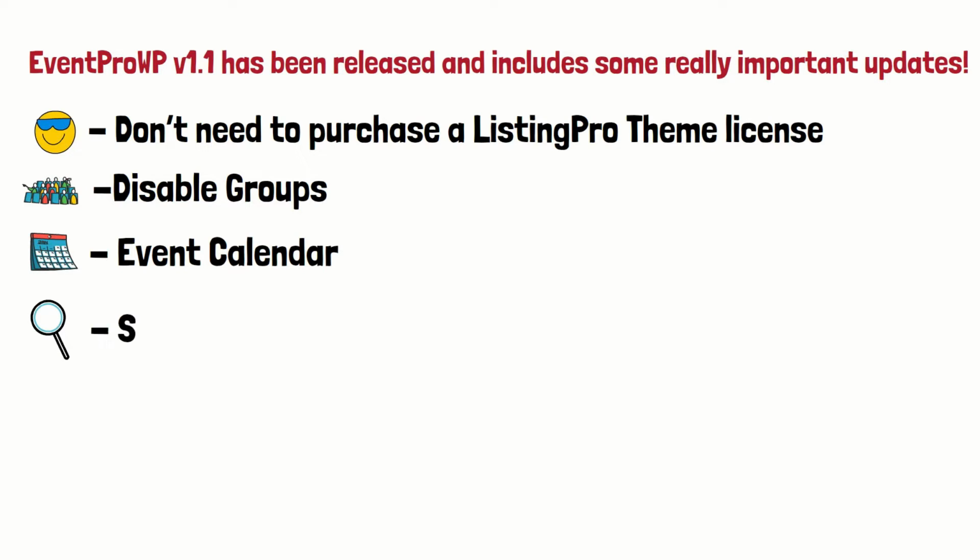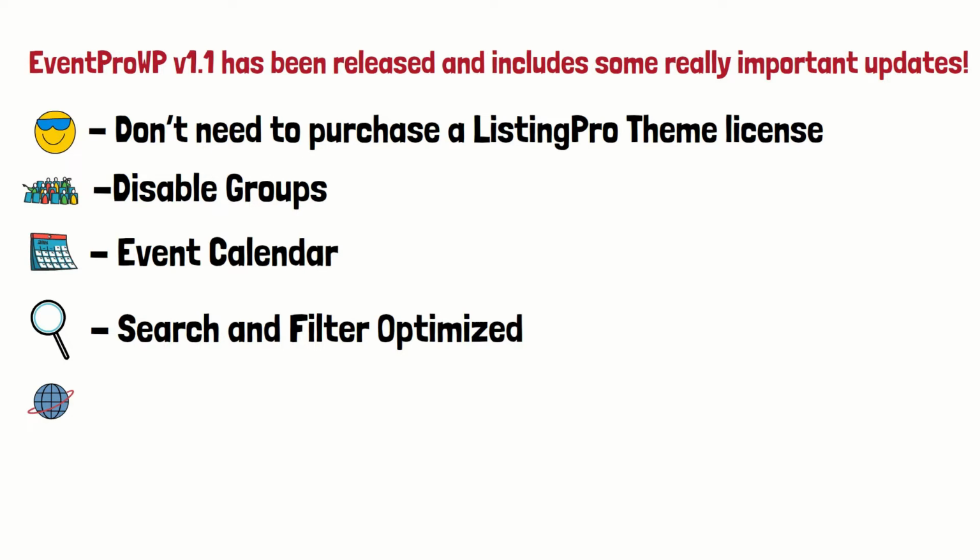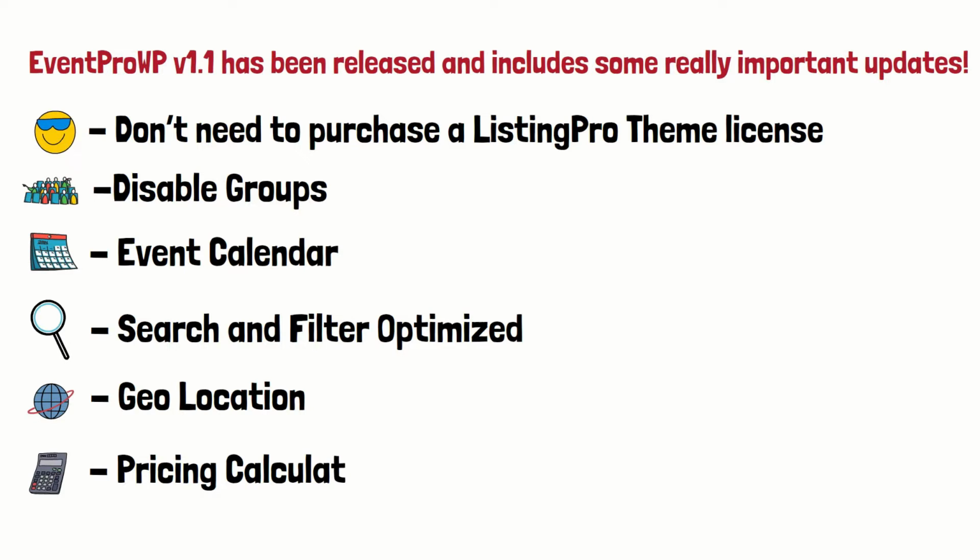The search has been upgraded, so search and filter now is optimized for events, and this is separate from the Listing Pro directory search filter. Also, you can use geolocation, so the homepage listed events can be localized based on geolocation. And also the pricing calculation for tickets, there's a widget there that shows the calculation and the split of commission and sale, that type of thing. So with all that said, let's get started and move into the next step.